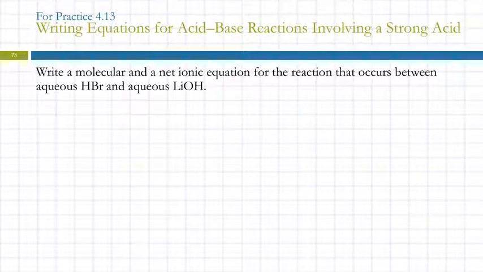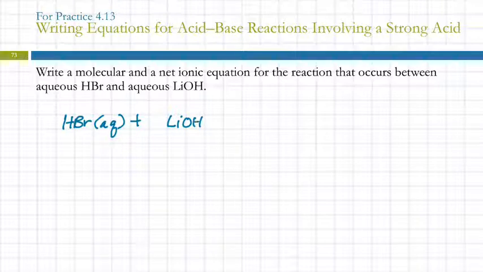So let's write equations for acid-base reactions. They want a molecular and a net ionic equation for the reaction between aqueous HBr and aqueous LiOH. So they're being a little bit kind here and actually giving us the formulas. So we've got HBr, and we're told this is aqueous, so we don't even have to think about it. And LiOH, aqueous. I'm leaving a space there in case I need to write a coefficient.